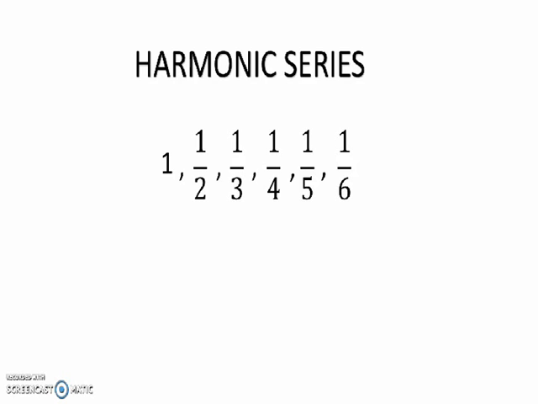So, we have here on the screen the harmonic series. It starts with 1, then goes 1 over 2, 1 over 3, 1 over 4, 1 over 5, and so on. So the first thing we have to guess is, what is the nth term of a harmonic series? And yes, the nth term of a harmonic series will be 1 over n. So for example, the 50th term will be 1 over 50.